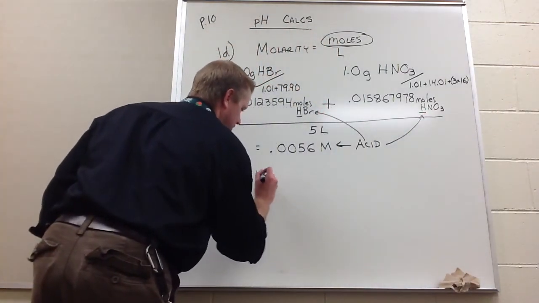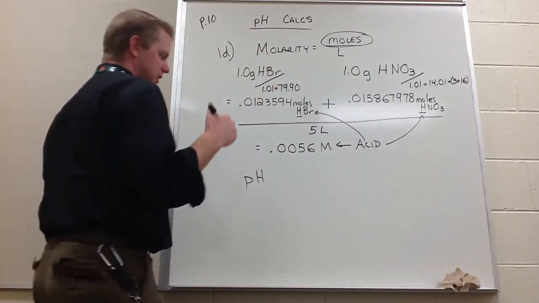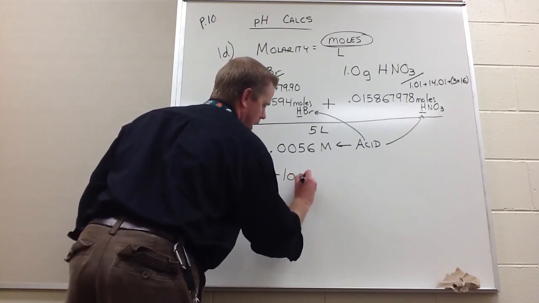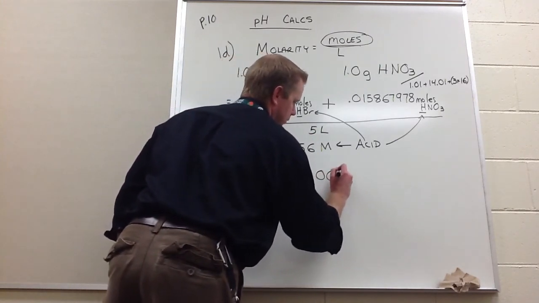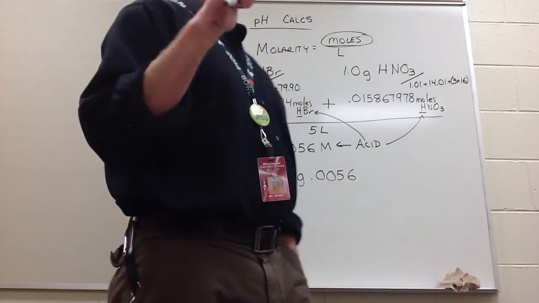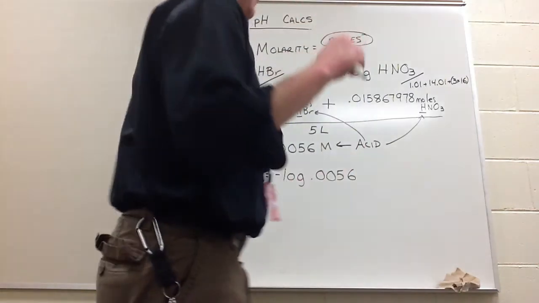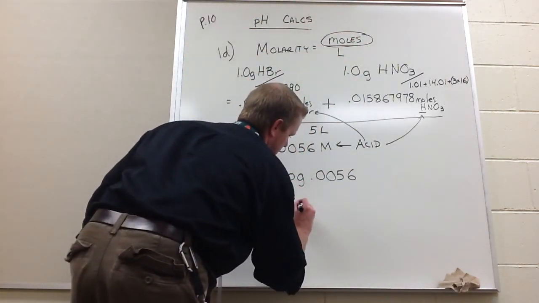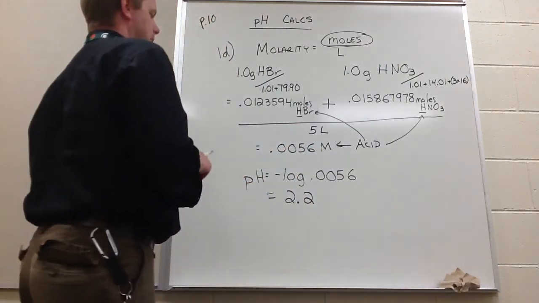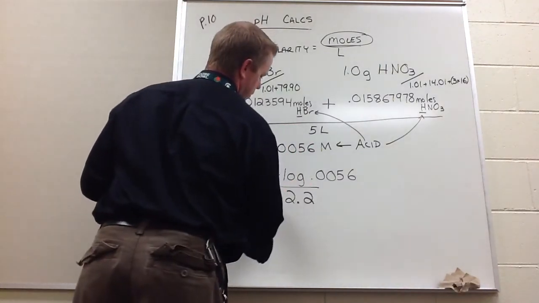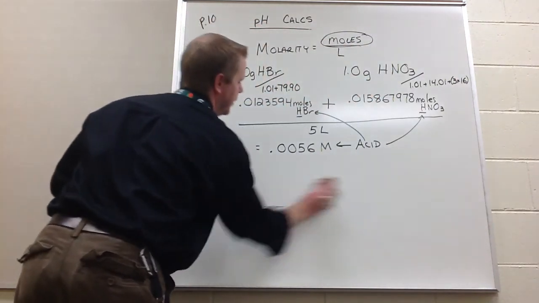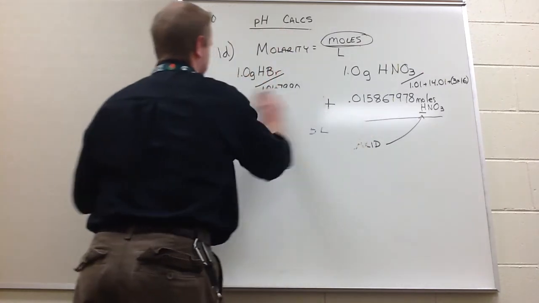Therefore, pH is the acid concentration, or the amount of acid. So that's cool because we can take the negative log of 0.0056. When you take the negative log of 0.0056, you end up with a number that is 2.2. Again, there's no label with it. It's just pH, 2.2.